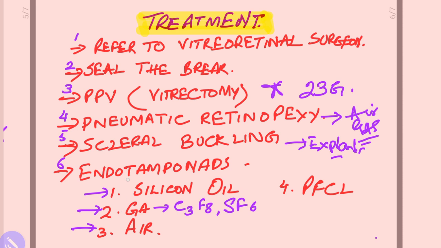Then the endotamponades. With these procedures in which we use PPV, we have to use silicone oil, a gas which is C3F8 or SF6, or air, and we can use another thing called PFCL, a heavy liquid or perfluorocarbon material. These are usually heavier, so they can press the retina back to its normal shape. They help us to remove the subretinal fluid, and from detachment we can get the attachment back of the retina.